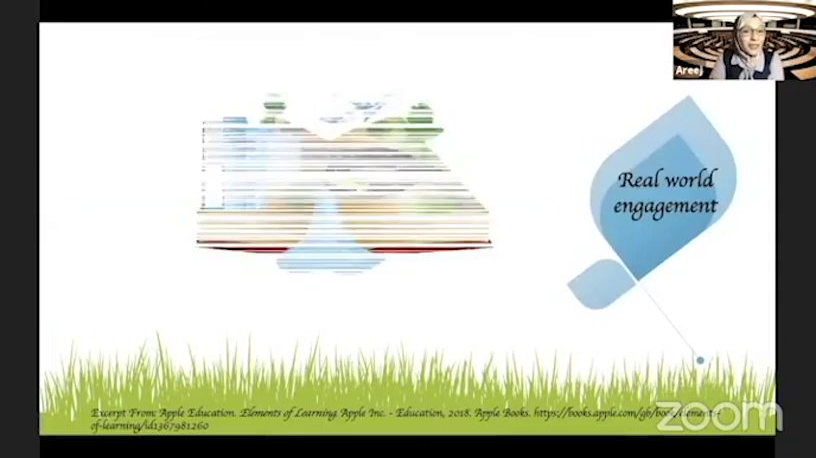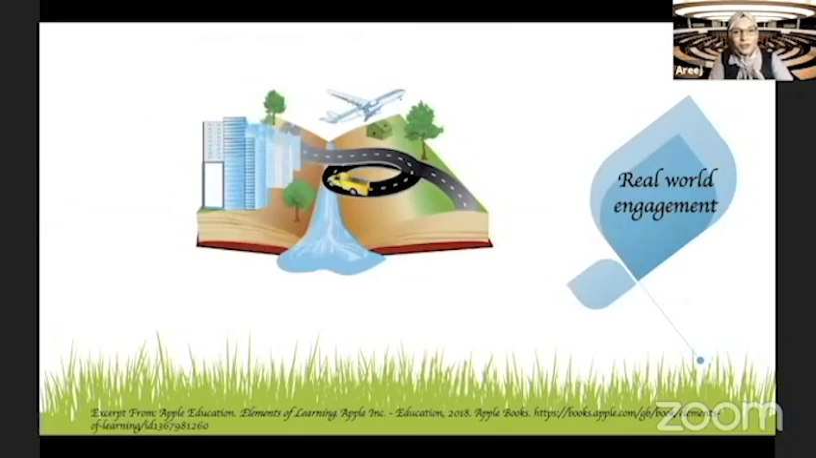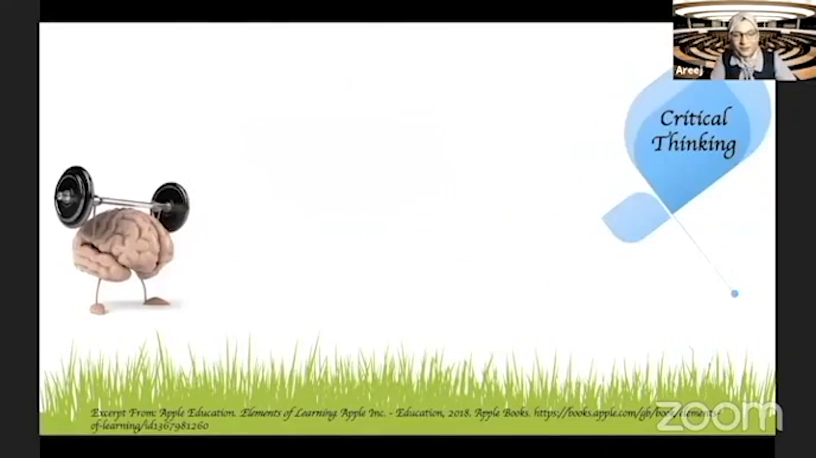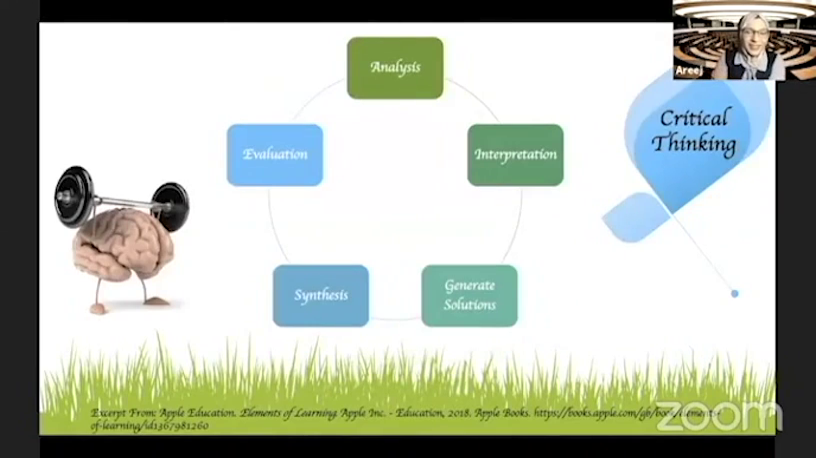And for the real-world engagement, these should all be integrated with or related to the real world, either by applying problem-based learning, project-based learning, case-based learning, or scenario-based learning. All of these will bring real life to the learning and help students connect what they have learned and apply it in real life. The critical thinking, they start by doing some analysis, interpretation, generating some solutions for the problems they have, synthesizing, and then evaluating their work.